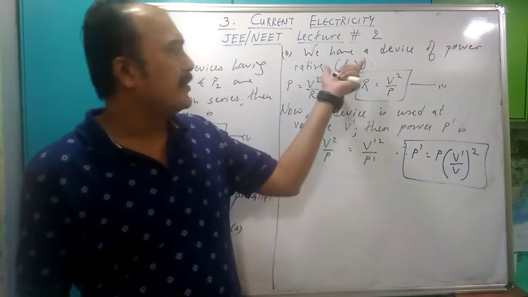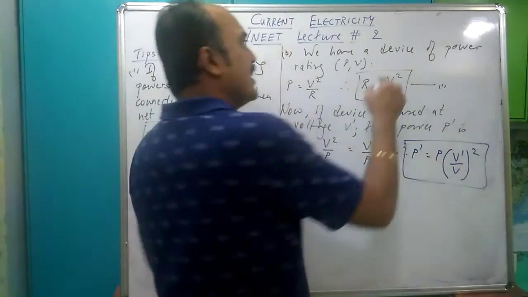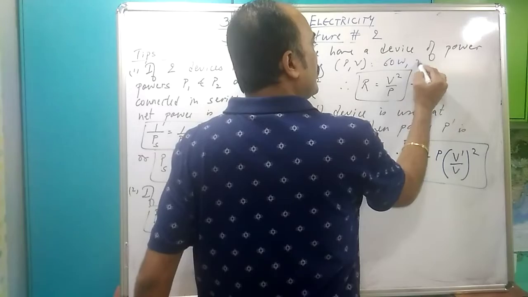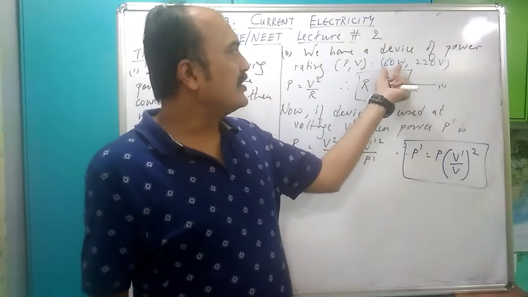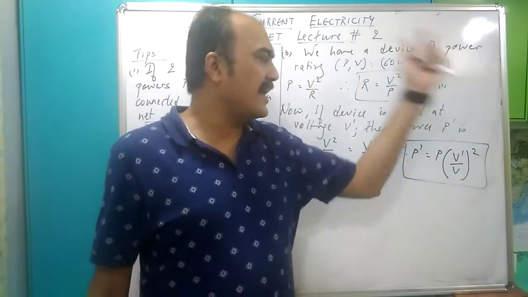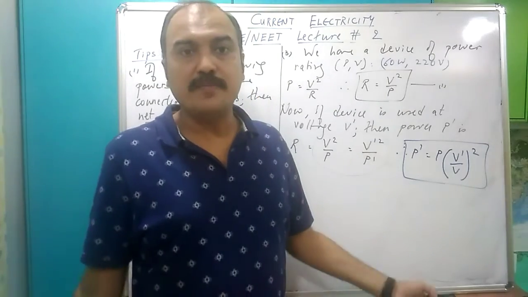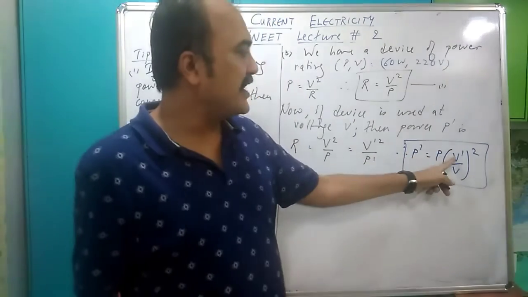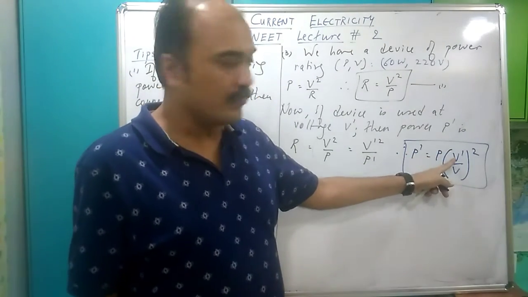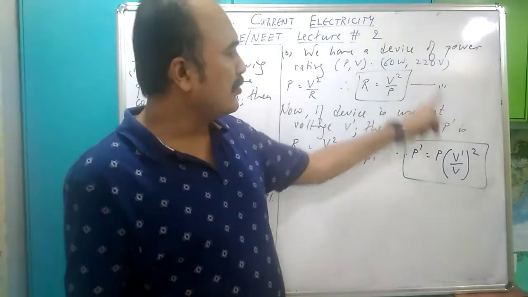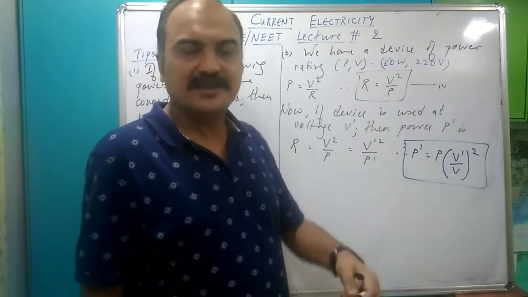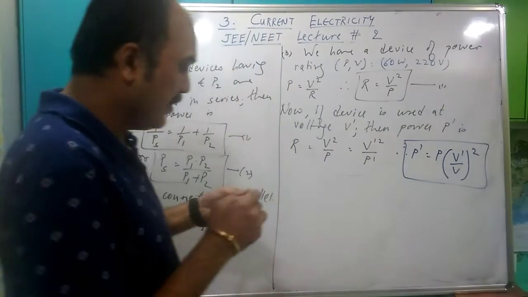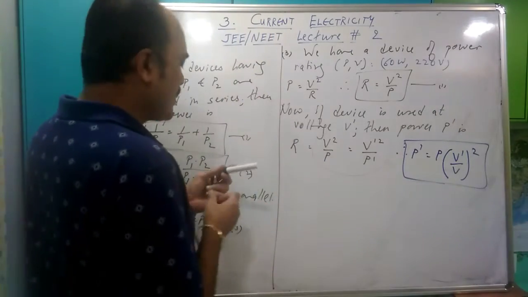Supposing I have a bulb with power rating, let us say, 60 watt, 220 volt. And they've asked me, I am using this bulb at 110 volt. So what would be the new power now? In place of V dash, you'll put 110, the new voltage. In place of V, you'll put 220. In place of P, you'll put 60. And this is how the entire thing will crumble. So this is just a tip.